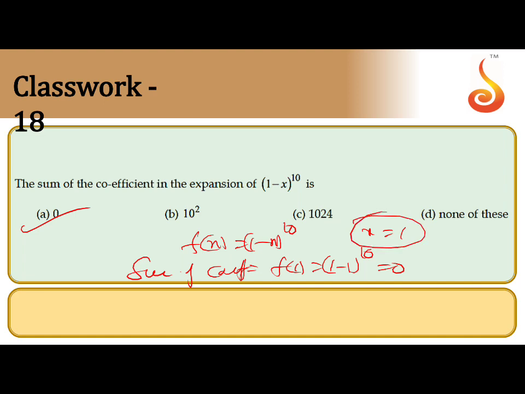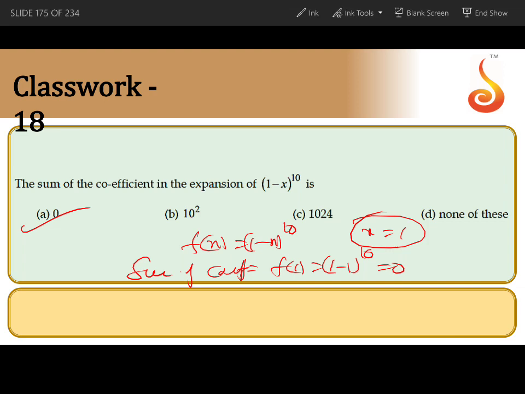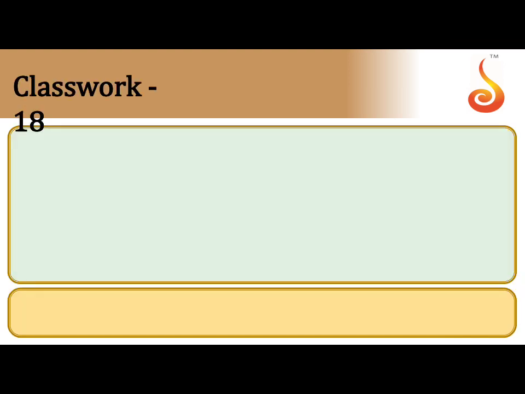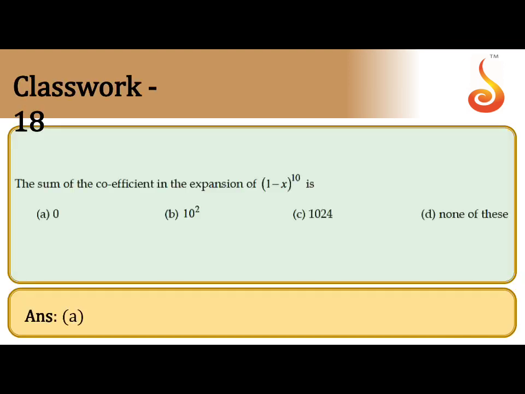Whenever any expansion is given, you can substitute x equal to 1 to get the sum of the coefficients. These are the problems in binomial theorem. Next, we'll go to problem solving. I think the answer is A.